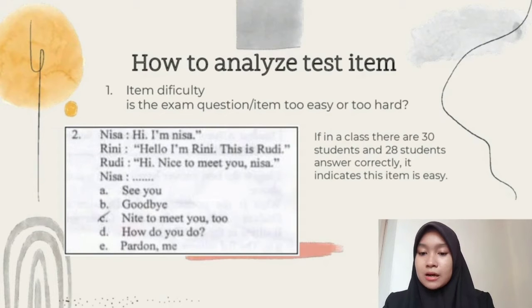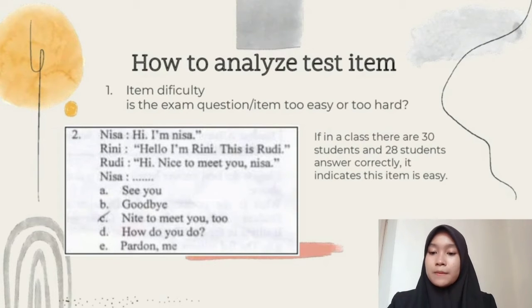Hi, I'm Nisa. Hello, I'm Rini. This is Rudy. Hi, nice to meet you, Nisa. Multiple choice: A, see you. B, goodbye. C, nice to meet you too. D, how do you do?